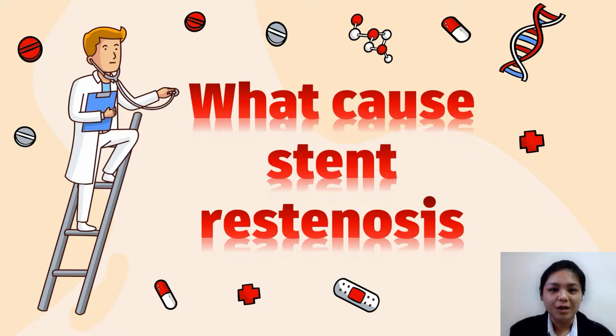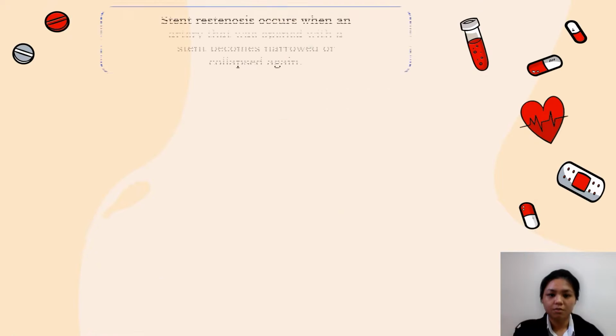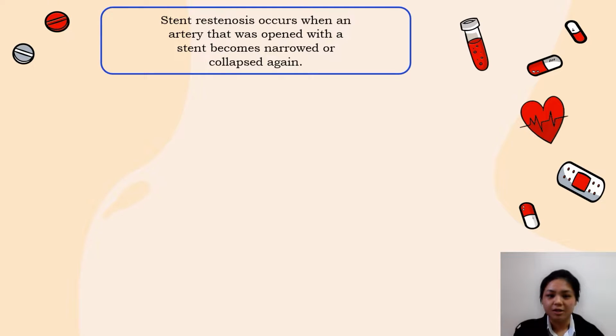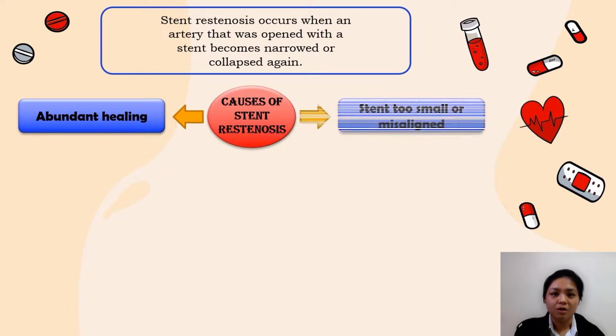Now I'm going to present what causes stent restenosis. Stent restenosis usually occurs when an artery that was opened with a stent becomes narrowed or collapsed again. There are two causes of stent restenosis. The first one is abundant healing, and the second one is the stent is too small or misaligned.